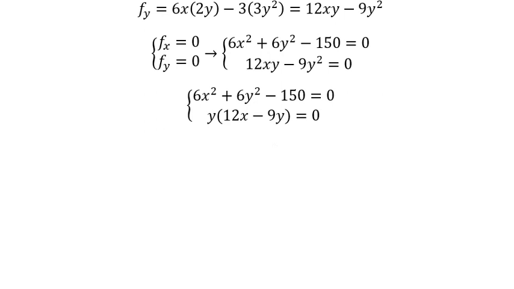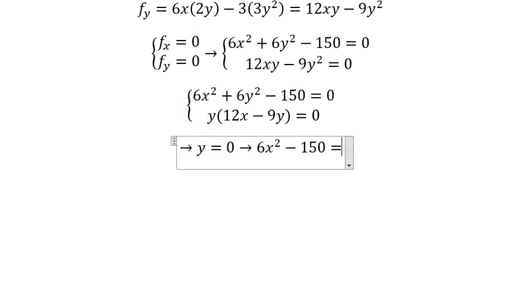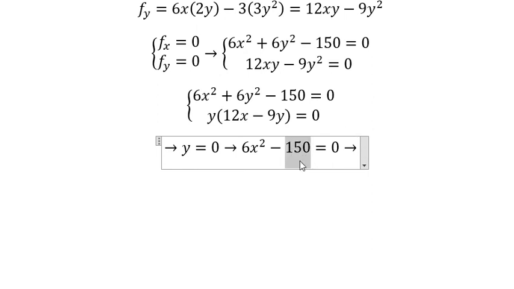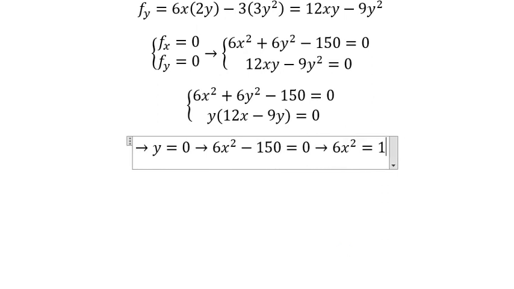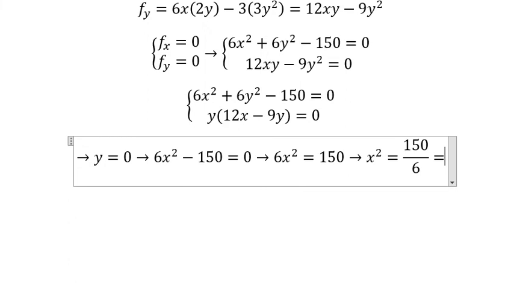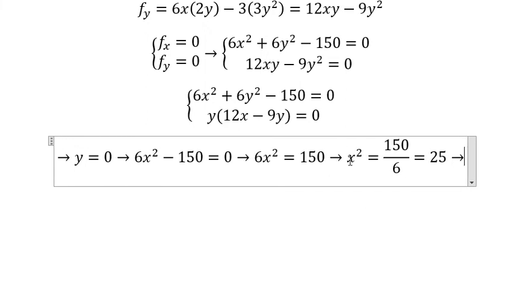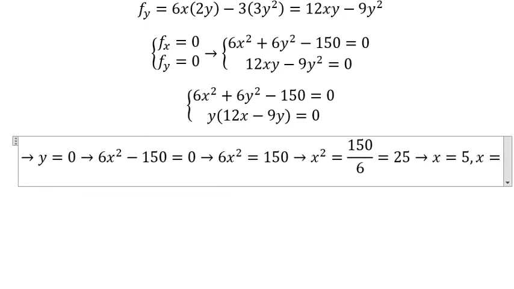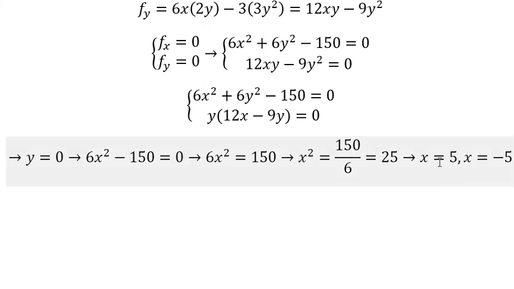So for the first one, we have y equals to number 0. So we put the value of this one in here, and we have 6x squared minus 150 equals to number 0. So we move this one to the right, and then we divide both sides by number 6, and you get 25. Then we take the square root of both sides, and you get x equals to number 5 and x equals to negative number 5. So we have the points 5, 0 and negative 5, 0.